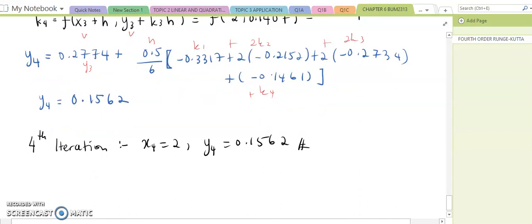Okay, so after the fourth iteration, x4 is equal to 2 and y4 equals 0.1562. So you can stop your iteration process because your x4 now is equal to 2. And you must note that in your question, x value is from 0 until 2. So we can stop the iteration process here, only until the fourth iteration. That's all for RK4 method.